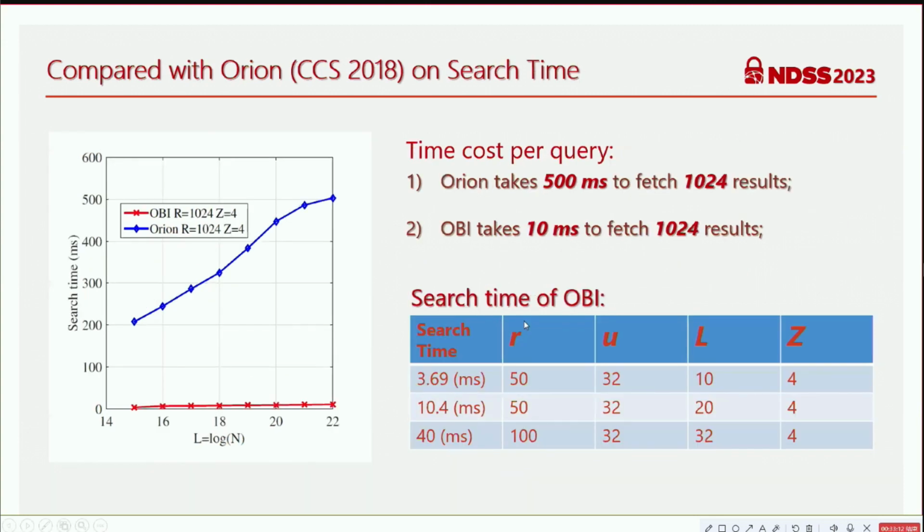This graph shows the running time of OBI. ORAM takes 400 million milliseconds to fetch 1024 results. OBI takes only 10 milliseconds to fetch 1024 results.